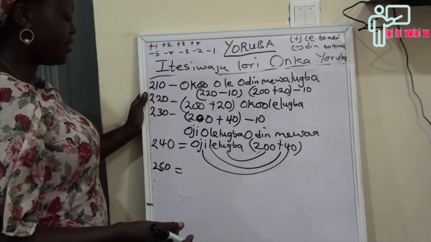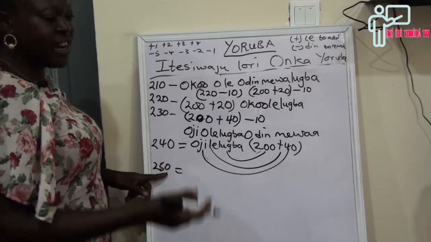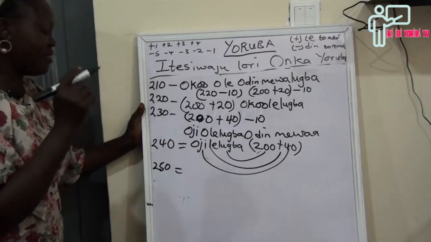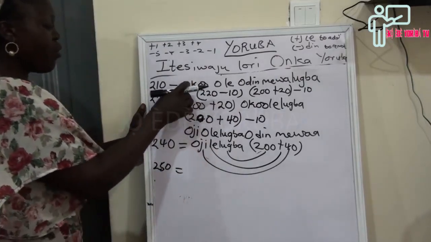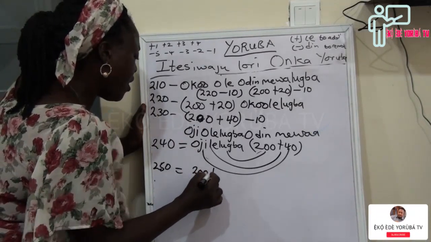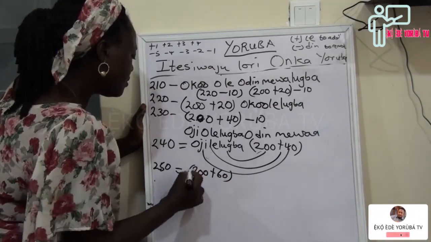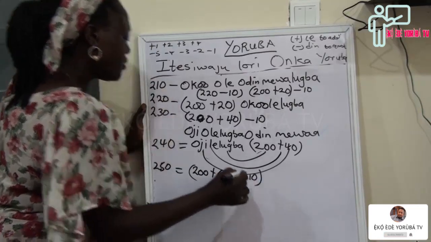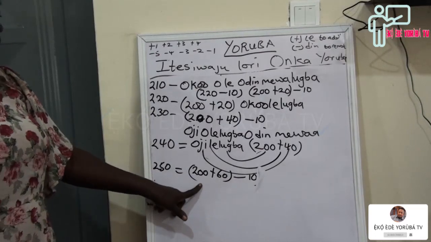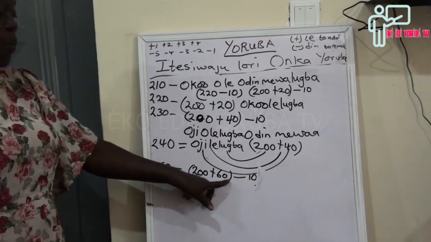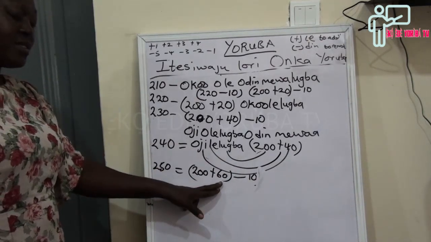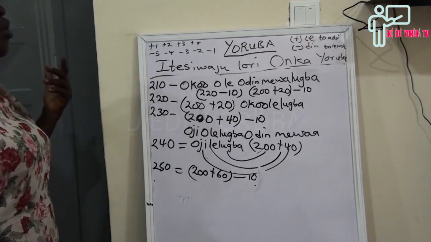Àádọ́ta. But we now go for the next number, which is 60. 260. So it will now be like the one we wrote here. It will now be 200 plus 60 minus 10. That's how we want to get 250. 200 plus 10 plus 60 minus 10. It means, what is this 60? Ọgọ́ta, but we call it ọ̀tà.